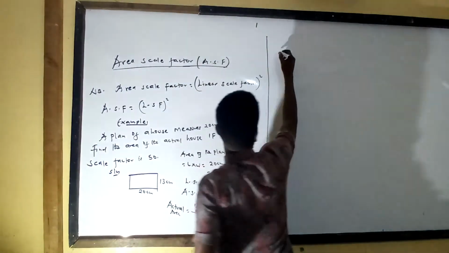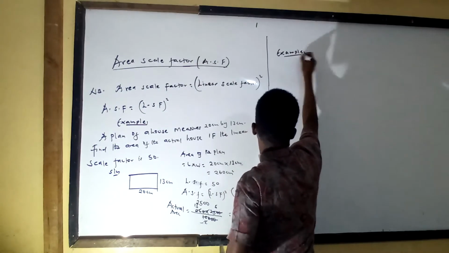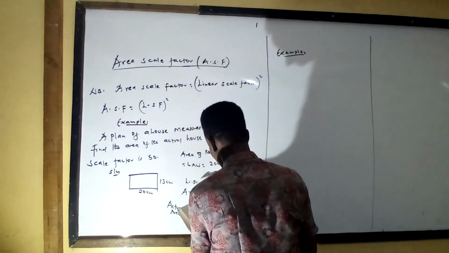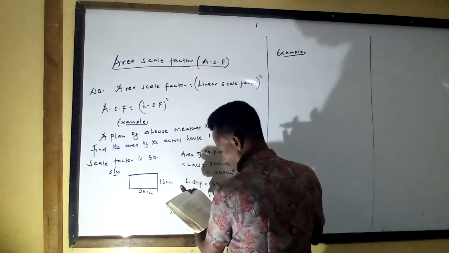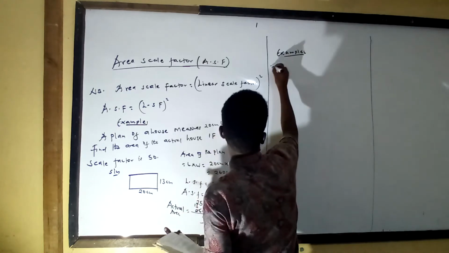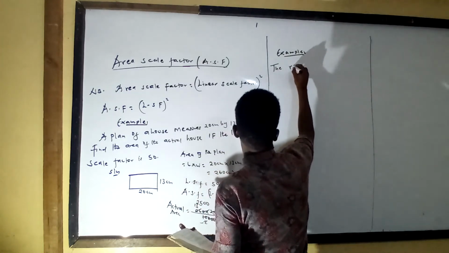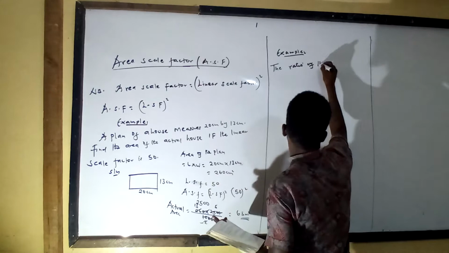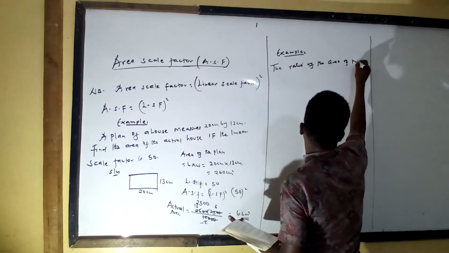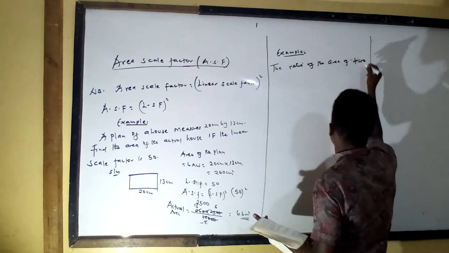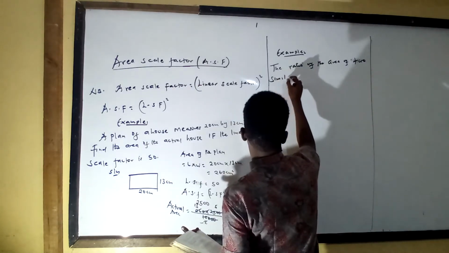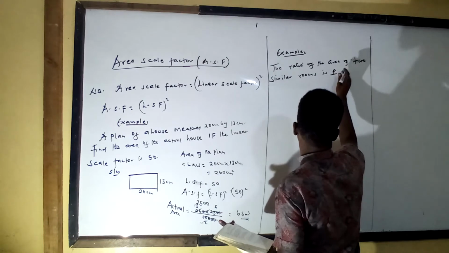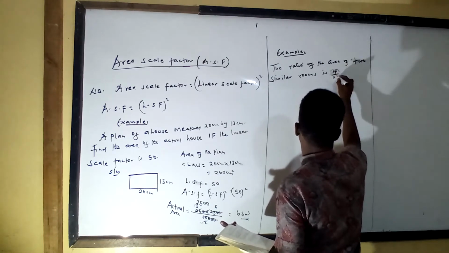The next example, example 2. You're told the ratio of the area of two similar rooms is 4 out of 25.